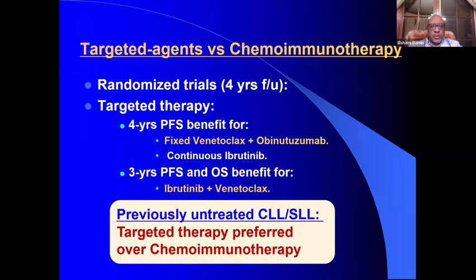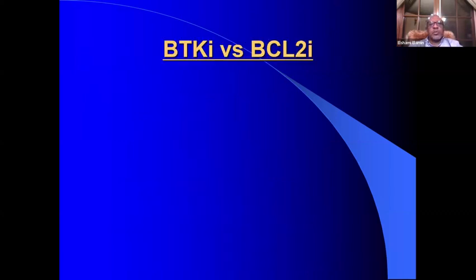So now, for previously untreated CLL or SLL, targeted therapy is preferred over chemoimmunotherapy. So if you choose to treat, don't use chemoimmunotherapy unless targeted drugs are not available. So what about PTKI versus BCL2? These are the two groups of the targeted therapy.